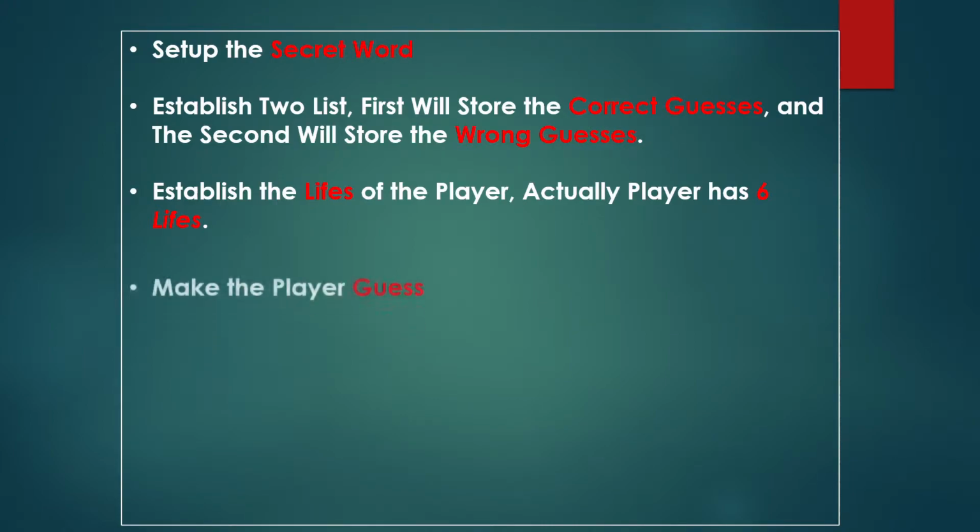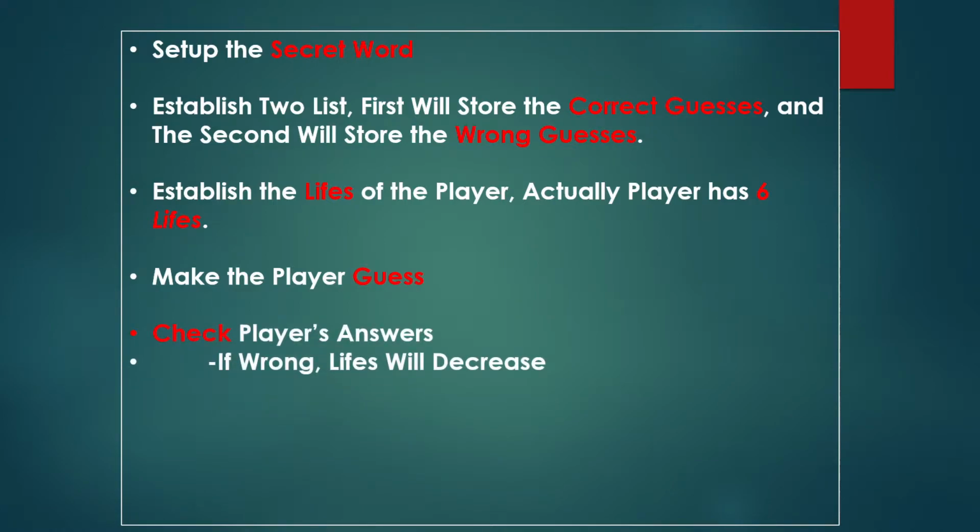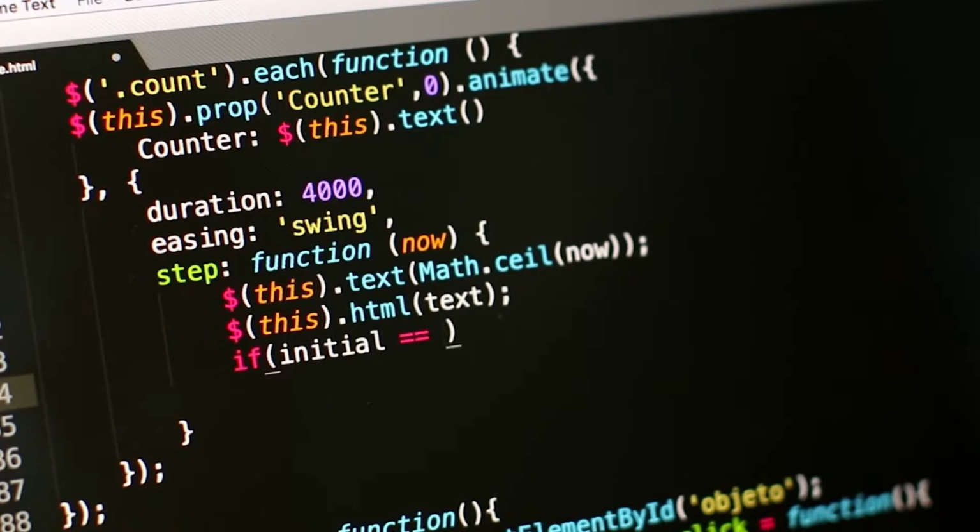Next, we need to make the player guess. After that, we need to check the user's guess. If wrong, the user loses lives. Last, we need to tell the user if they won or not. Sounds fun to code, so let's do this.